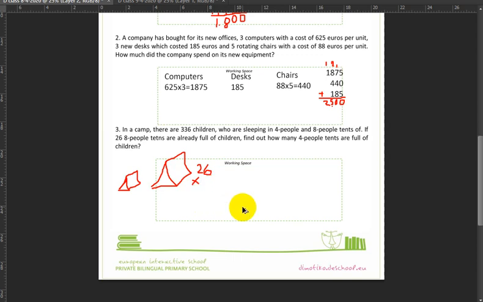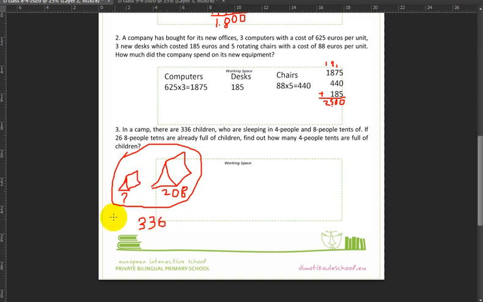So what I'm going to do right now is I'm going to write 208 right here, because there are 208 people in the big tents. I don't know how many people there are in the small tents, but what I do know is that together all of the children need to be 336.